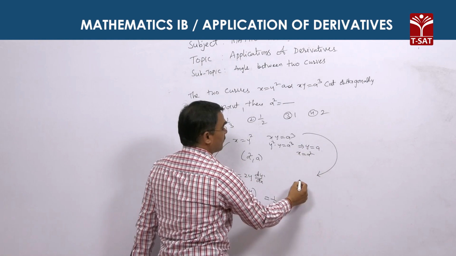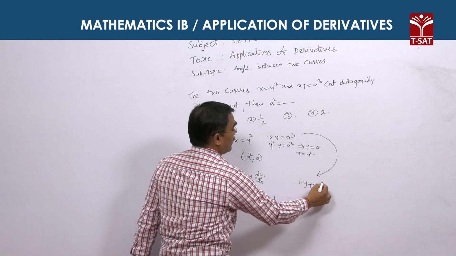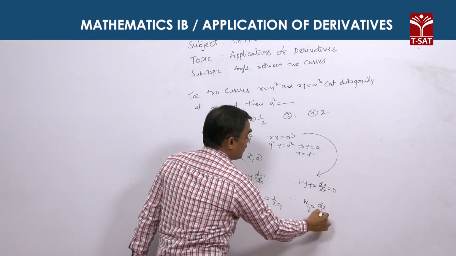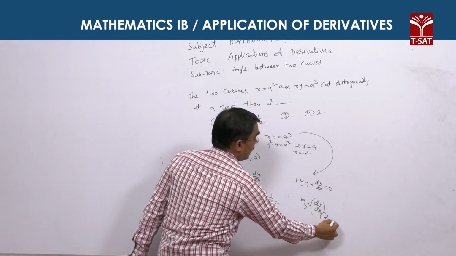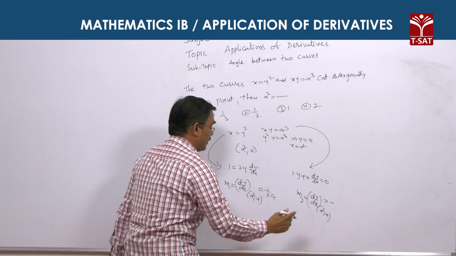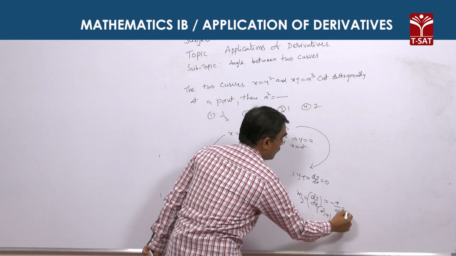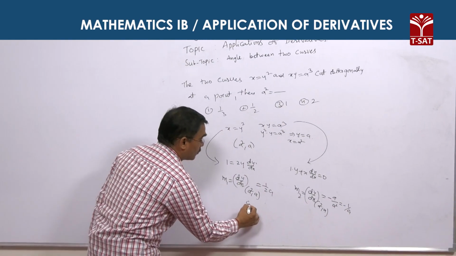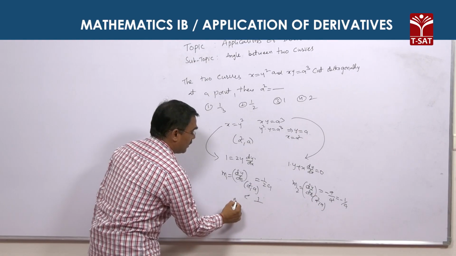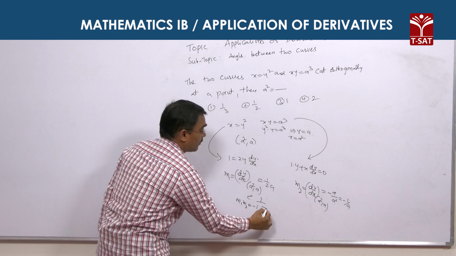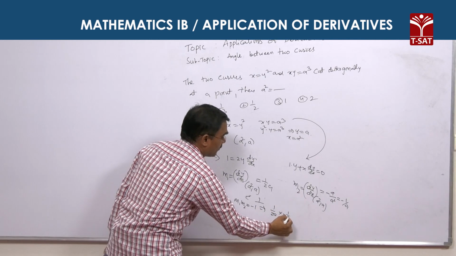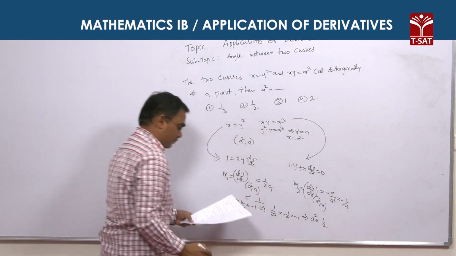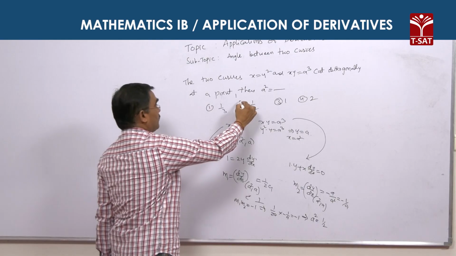Then from the second one, 1 into y plus x into dy/dx equals 0. The slope of the second curve, m2, is dy/dx at the point (a², a), which is minus y by x, that is a by a², equal to minus 1 by a. Since the curves cut orthogonally, m1 into m2 is equal to minus 1. So 1 by 2a into minus 1 by a is equal to minus 1. From that, a² is equal to 1 by 2. That is the correct answer.